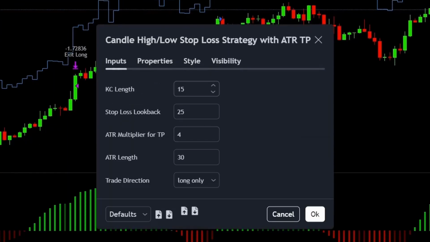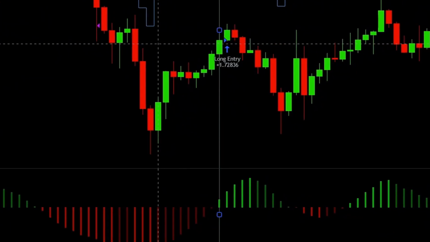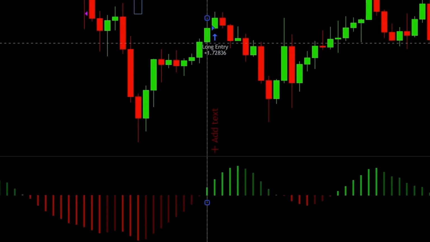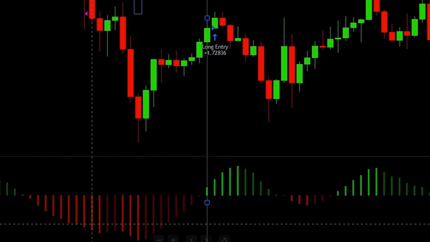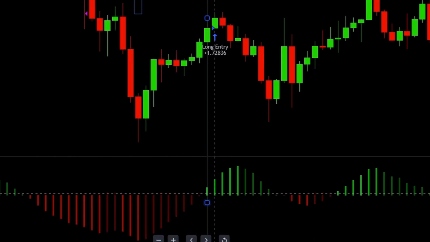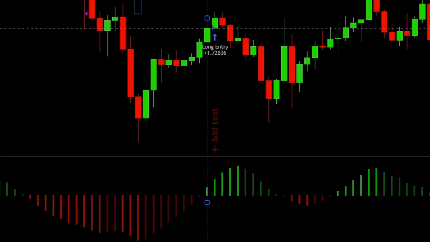Okay, now looking at the coded strategy script, we have an option with the name Stop Loss Lookback. This value is set to 25. Let's find a trade example and let me explain how that works. Okay, here is a valid long entry signal. For a valid long entry, we need the squeeze momentum indicator to turn from red to green, which occurred right here. This will be our entry candle. As I said, these are very simple scripts, so that's all we need for a valid long entry.